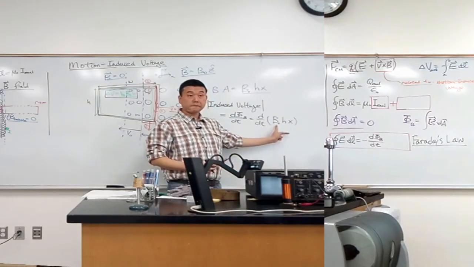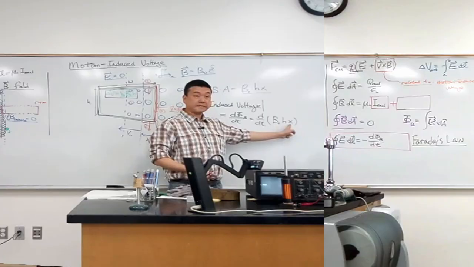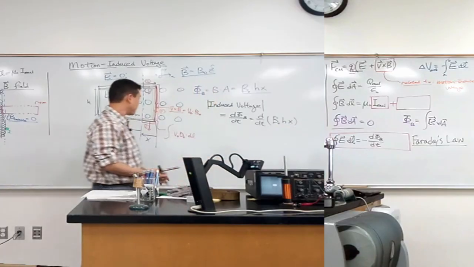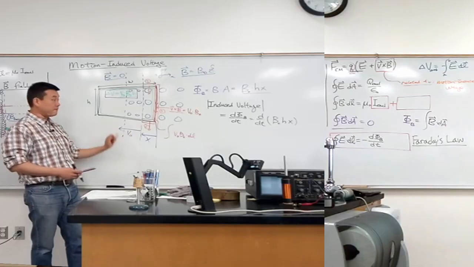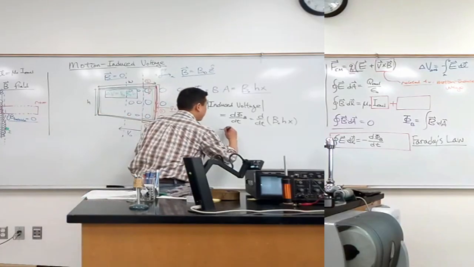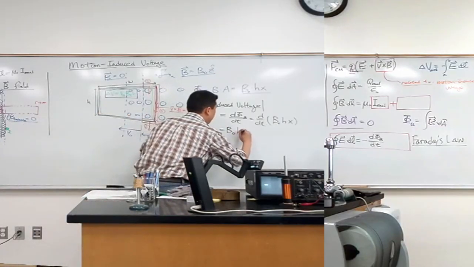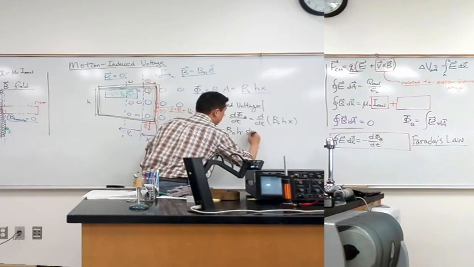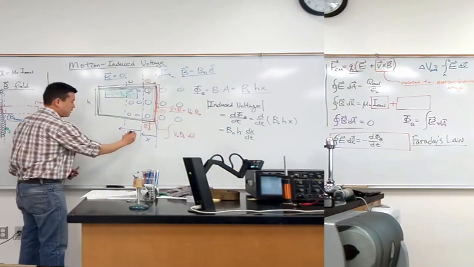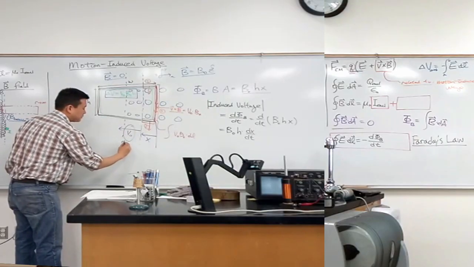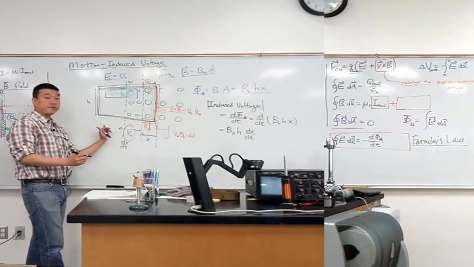Is B naught a function of time? No. Is h a function of time? No. What about x? Yeah, the region of space that's filling up is going to increase as a function of time. So, let's write it out. It'll be B naught h times the rate of change of x. Well, I think I have that. This is my dx dt. That's how fast this boundary is moving.